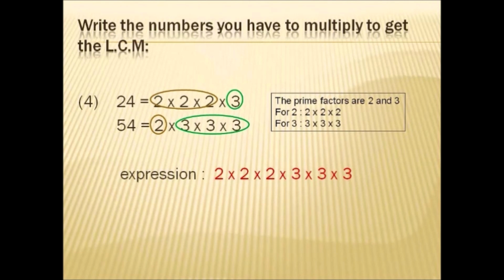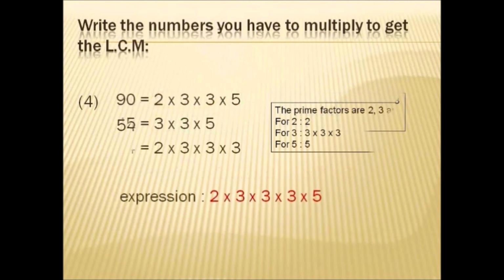Getting it? Okay. And the last one, 90, 45, 54. The prime factors were 2, 3, and 5. What will you use for the 2? There's only one 2, so use that. For the 3, it's 3 times 3 times 3, the greatest number of 3s, so you use that. And then for the 5, there's only one 5, so you use 1 5. So the expression you need is 2 times 3 times 3 times 3 times 5, or 2 times 3 cubed times 5. Same thing. And then you multiply and put your LCM once you know what the expression is.